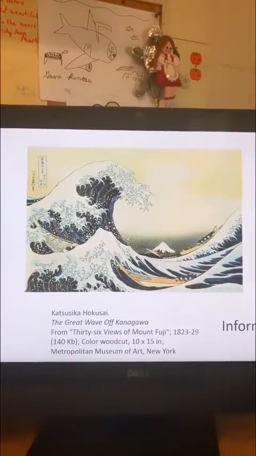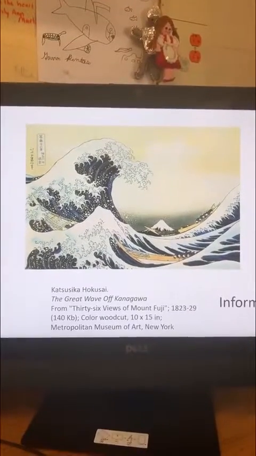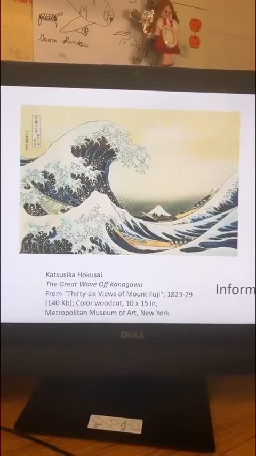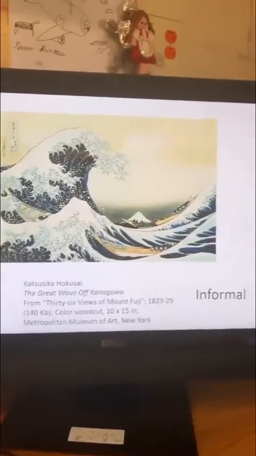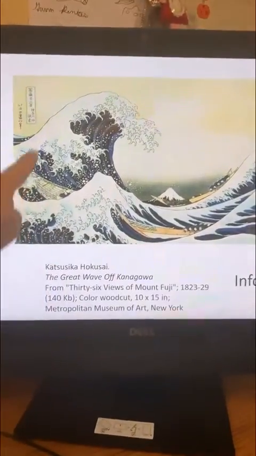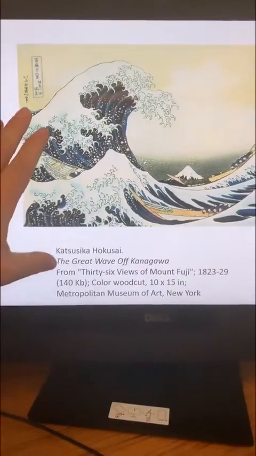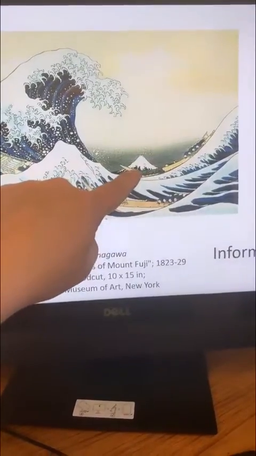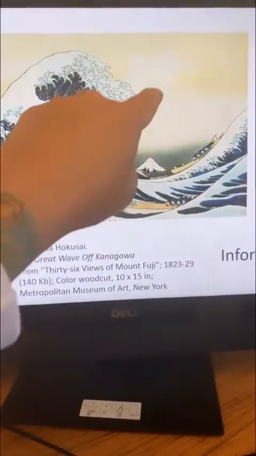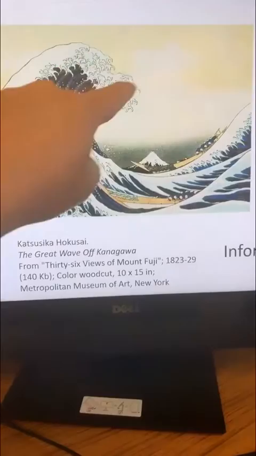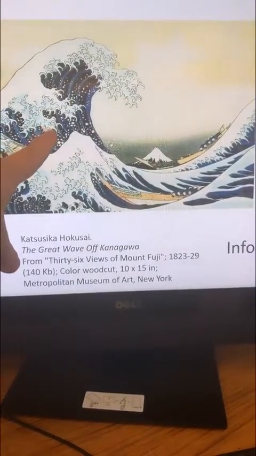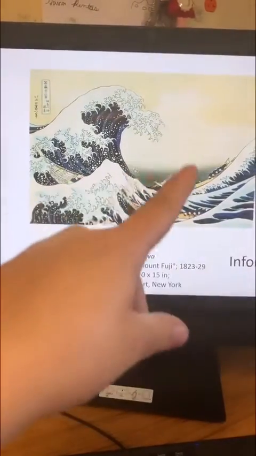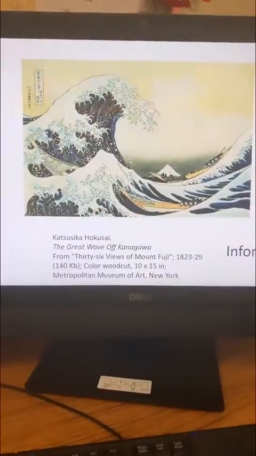One more last great example of informal balance, because I think this is the most challenging one. The Great Wave off Kanagawa by Hokusai is an informal composition. This large wave takes up a lot of the composition on the left. On the right, it's balanced out by the mountain, the people in the boats, and this cloud in the background that mimics the shape of the wave. So everything from the left to right is balanced by visual objects.